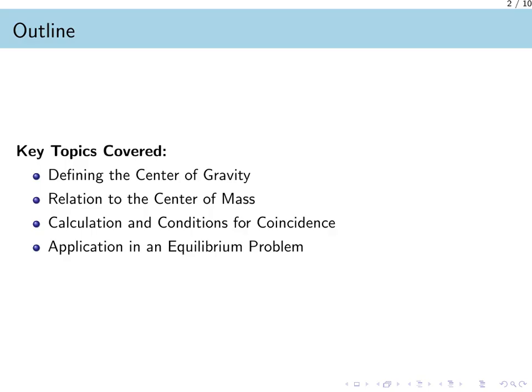This is the effective point where the entire weight of an object can be considered to act for the purpose of calculating torque. Next, we will explore the important relationship between the center of gravity and the center of mass, and we will identify the specific conditions under which these 2 points coincide. To bring these ideas together, we will conclude by working through a practical example, applying our understanding of the center of gravity to solve a static equilibrium problem.